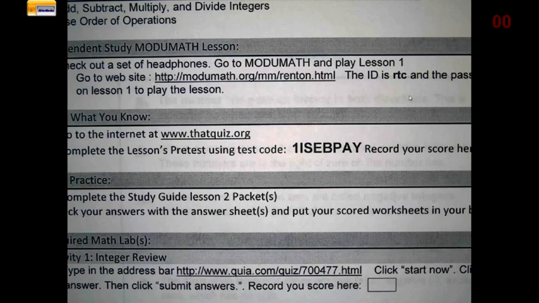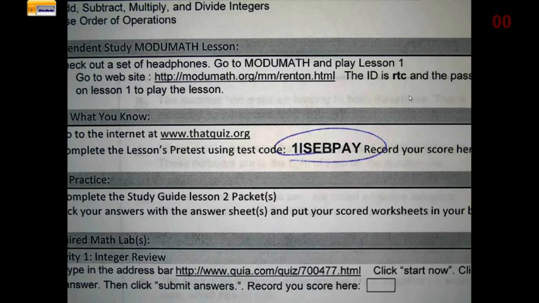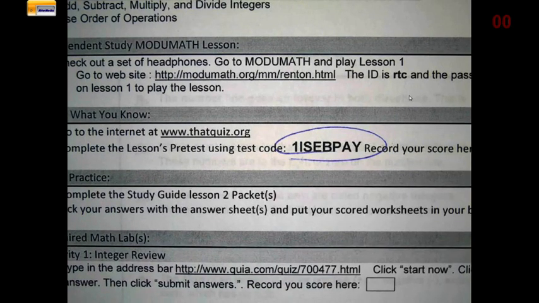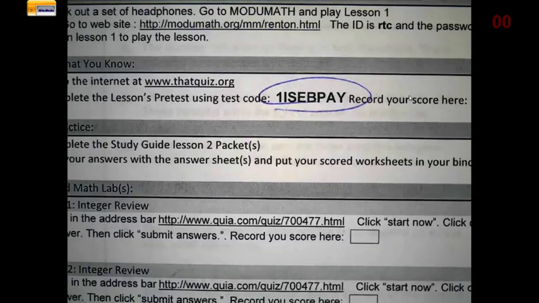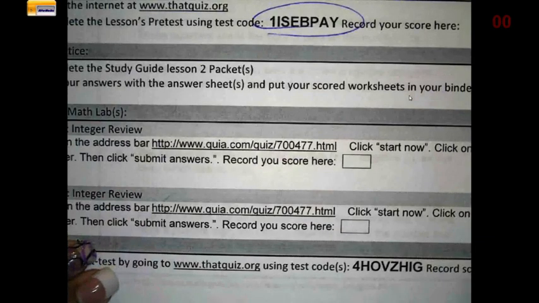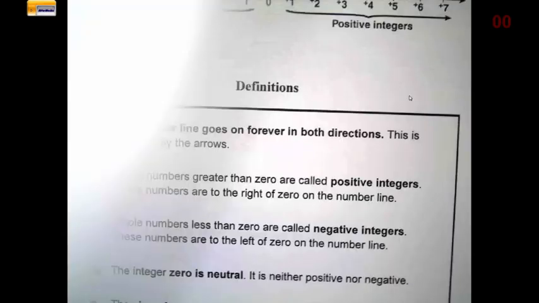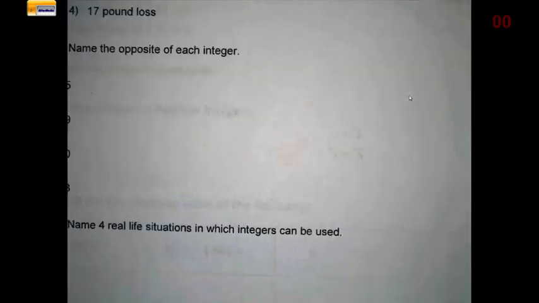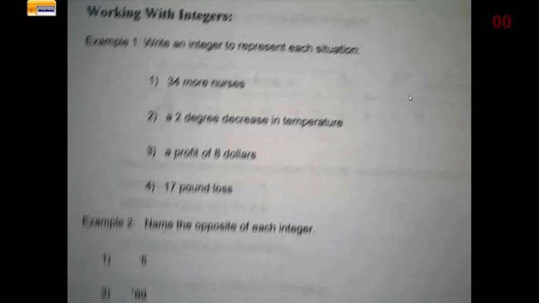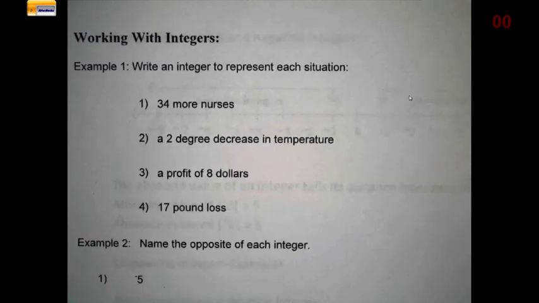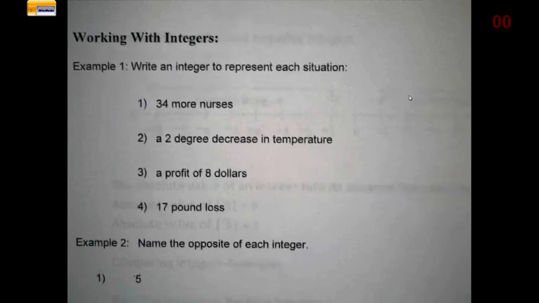You guys have a pre-test and a post-test. 1ISEBPAY for the pre-test. The post-test is 4HOVZHIG. Page 2 is just a review of the definitions. Page 3 is a group of integer reviews.